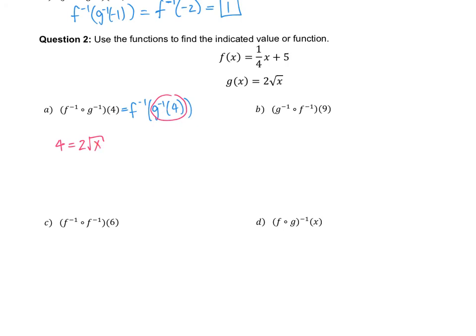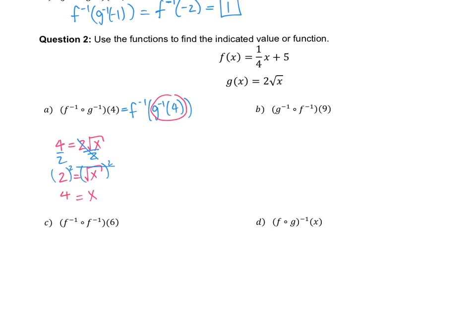So to solve this out, I'm going to have to divide by 2. That cancels. Square root of x, 2. 4 divided by 2 is 2. Get rid of a square root by squaring. And so this ends up being x, and then 2 squared is 4. So that means that x equals 4. In other words, the inverse of g at 4 is 4. A little bit weird, but I guess that's the case.